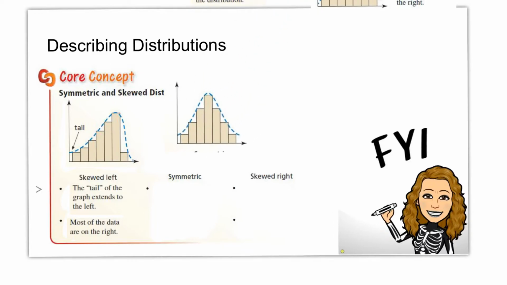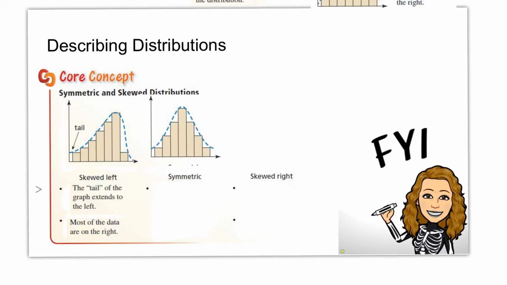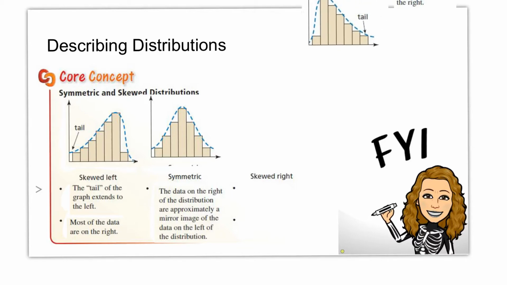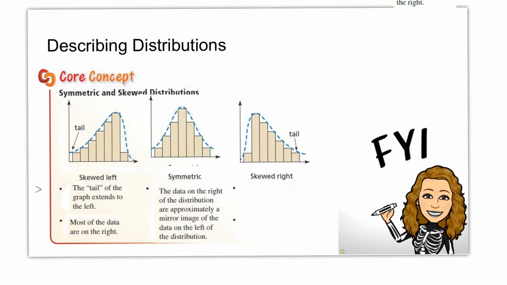With a symmetric graph, the data on the right of the distribution are approximately a mirror image of the data on the left of the distribution. If the data is considered to be skewed right, the tail of the graph extends to the right, and most of the data is on the left.